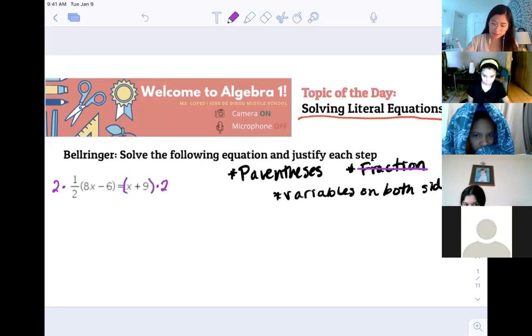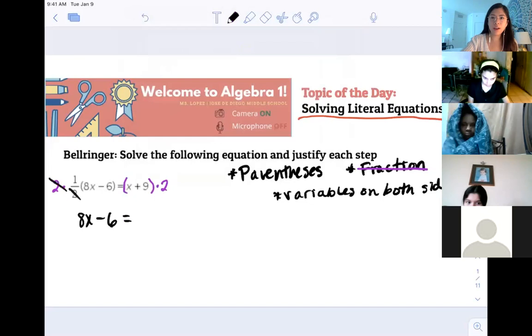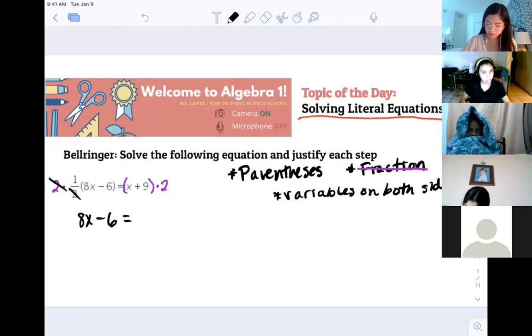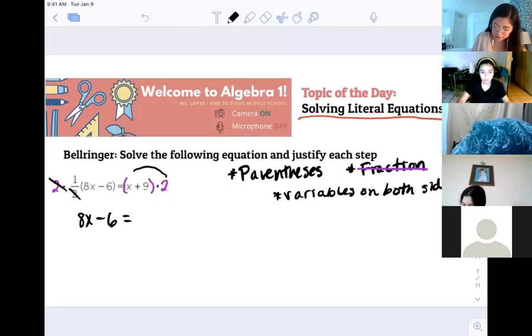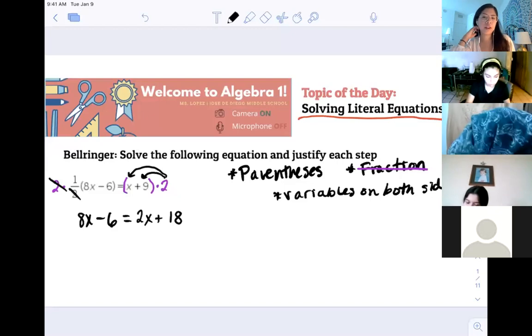So on the left, I'm all good because I just got rid of my fraction, and I'm just left with 8x minus 6. And then on the right, I'm going to multiply everything by 2 in order to continue. So I have to do 2 times x. Well, that's just 2x. And then 2 times 9, which is 18. Do I have any questions up to this point?